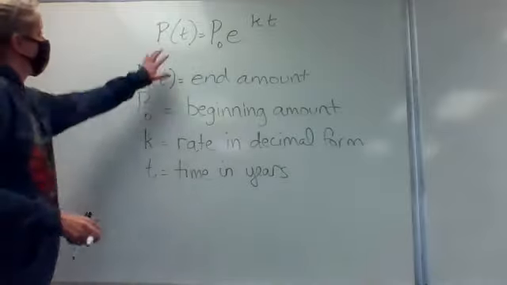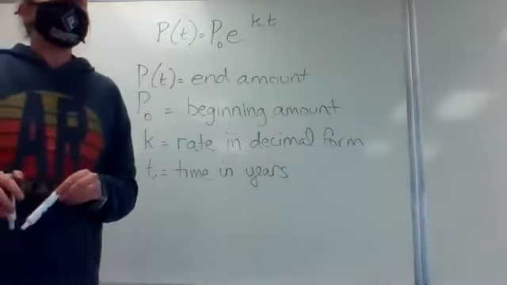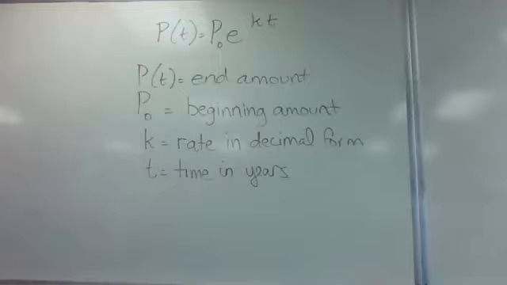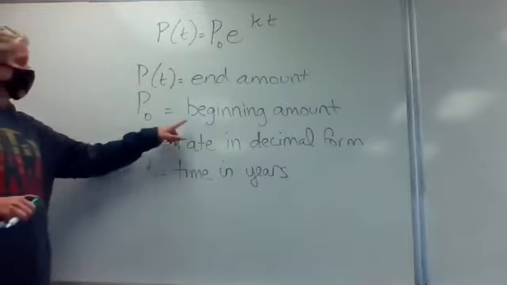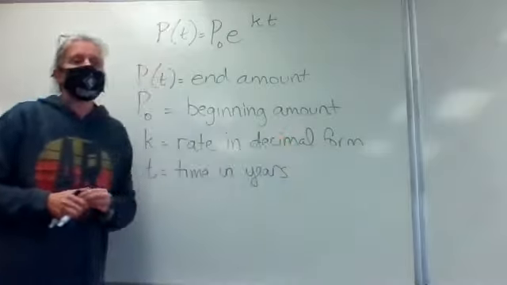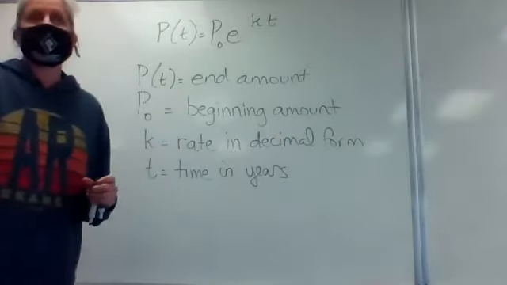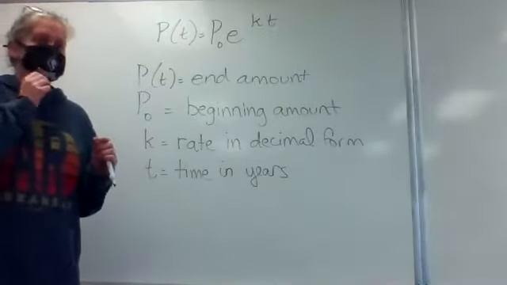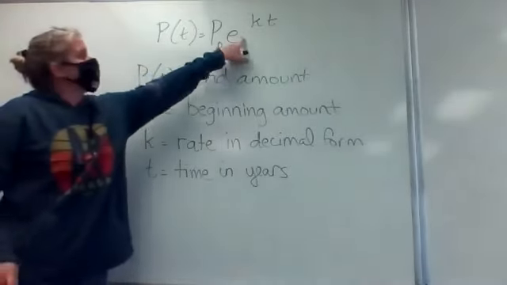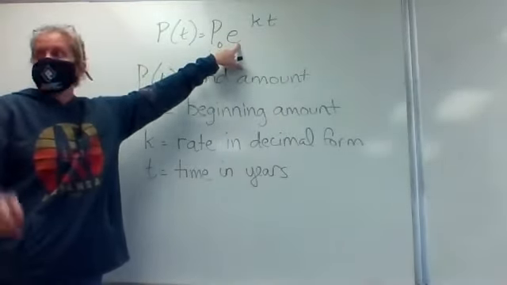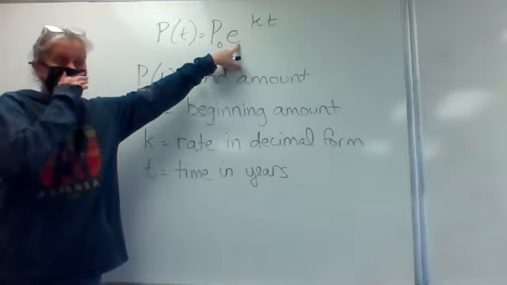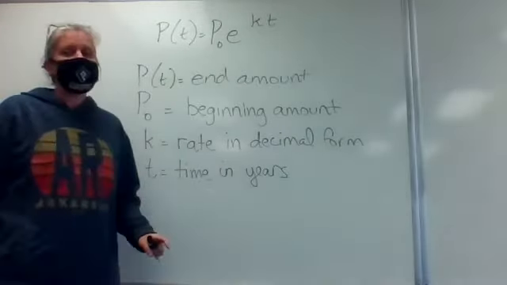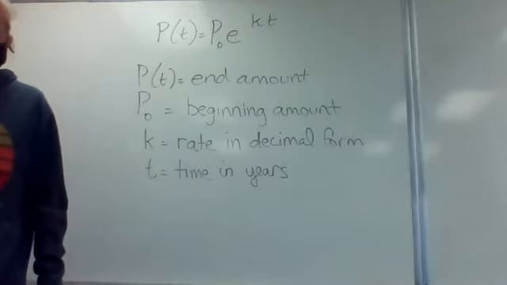All right, this P of t, that's going to be your ending amount. And a lot of times that's what you're looking for. This P with this little zero down here, that's the amount that you're going to start with. And when I say amount, we're talking about anything: money, population, whatever you're talking about. Then you have this E that's always there. That's part of the formula, the E that we've used before. Then K is your rate, and we always want it in decimal form. And then T is the amount of time in years.